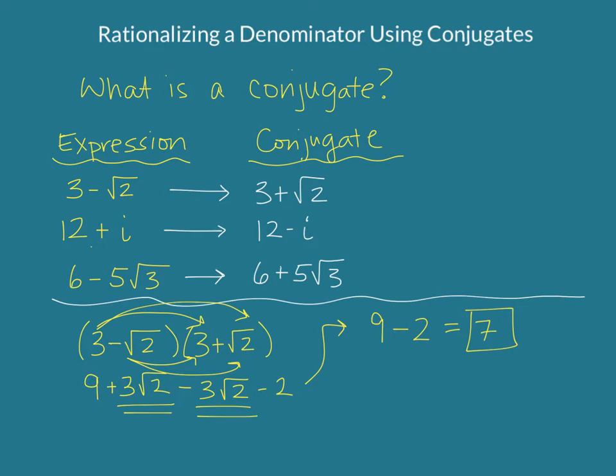Now, the most important thing about that is that we started with an expression that was irrational. Multiplying an irrational binomial like this by its conjugate will lead us to a rational number. So that's why it's important. Let's take a look at an example using a conjugate.